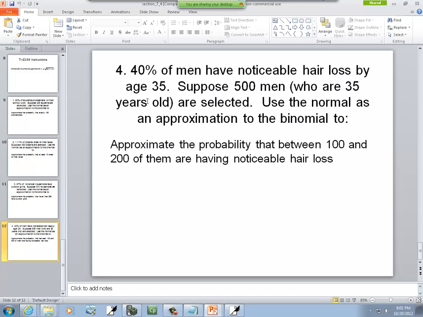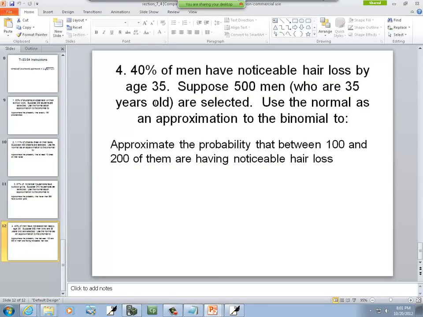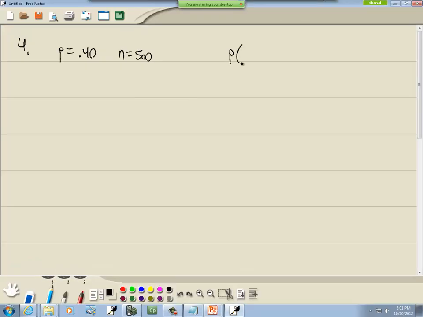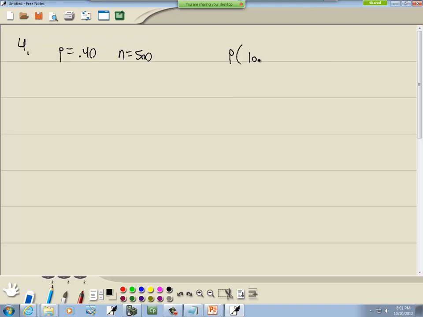Have noticeable hair loss by age 35. Suppose 500 men, so N is 500, who are 35 years old are selected. Use the normal approximation of the binomial to approximate the probability that between 100 and 200 of them have noticeable hair loss. Now the assumption here is it includes 100 and 200.